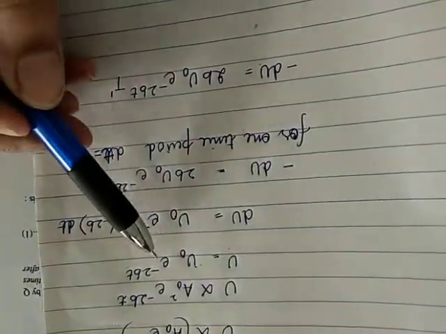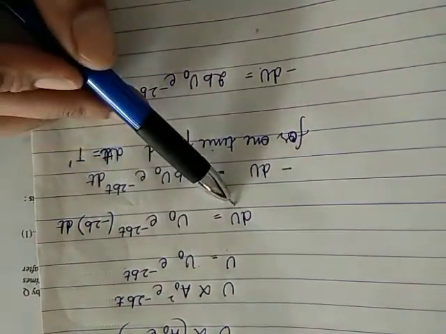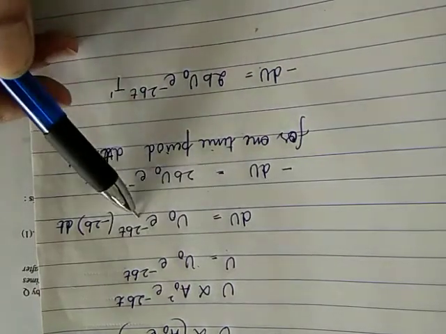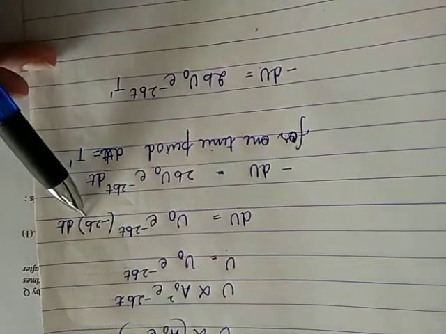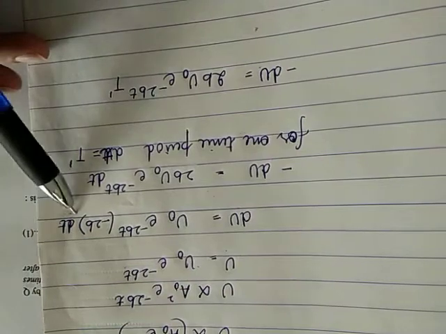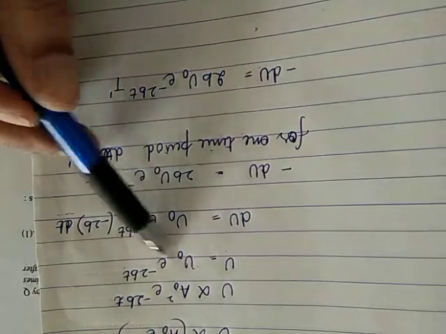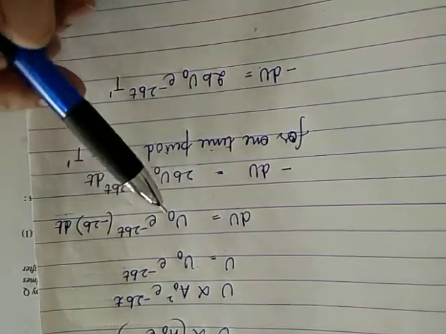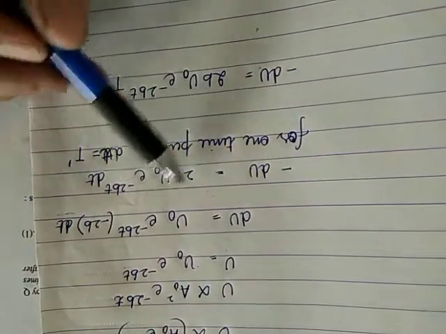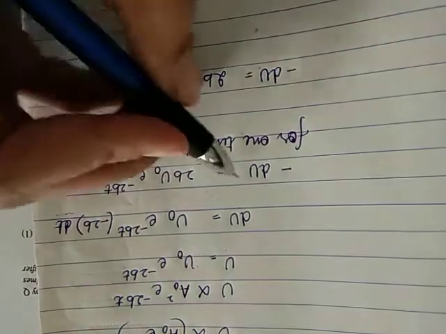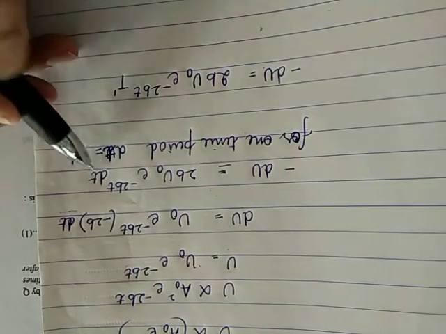When I need to calculate the dU for one time period, I am just differentiating this with respect to time. So dU is equal to U naught e raised to power minus 2bt, and then I differentiate the exponent, which gives minus 2b, and with that dt. I need to calculate minus dU, so the negative sign would go here, and this becomes a positive quantity. So this is equal to 2b U naught e raised to power minus 2bt dt.